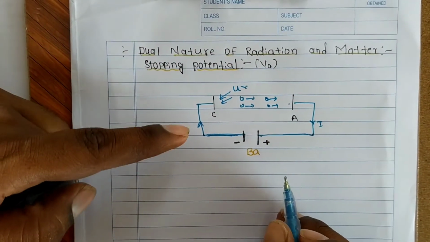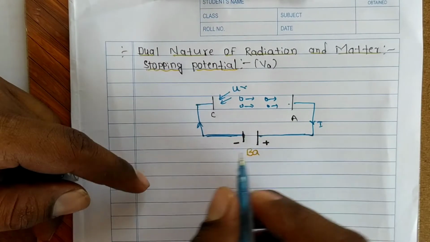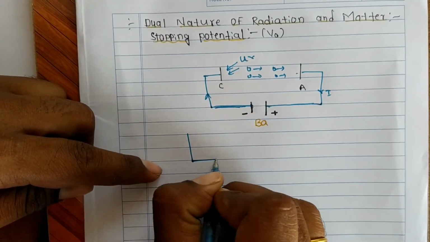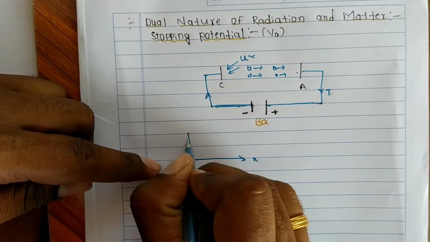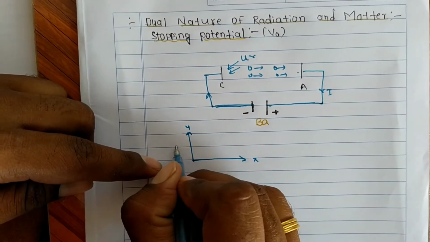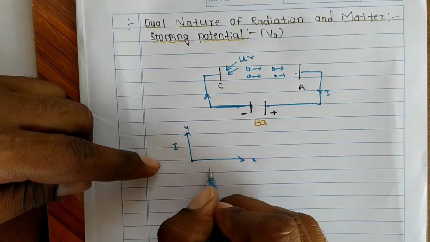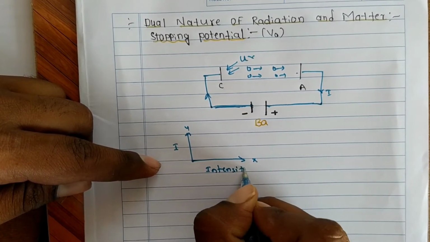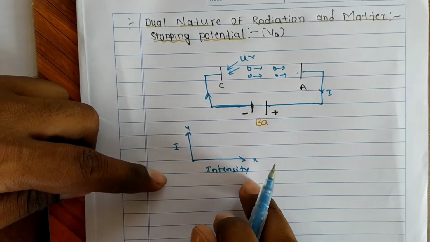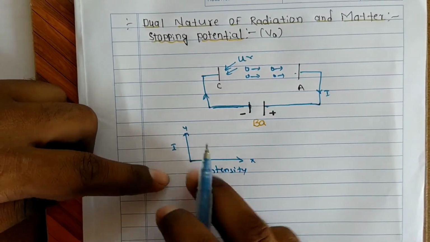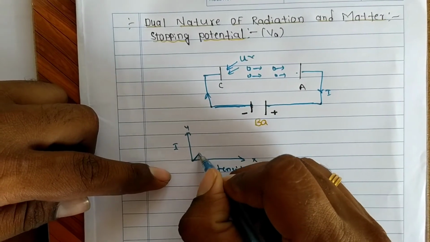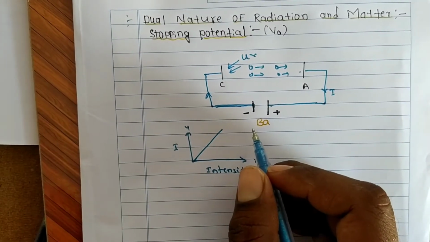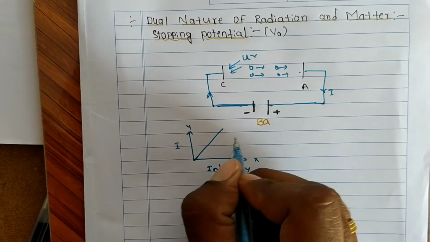When you increase the intensity of the UV radiation, consider the x-axis and y-axis: this side is the photoelectric current and this side is the intensity of light. When the intensity of light increases, the photoelectric current also increases, up to a certain point. After that it saturates. That current is called the saturation current.